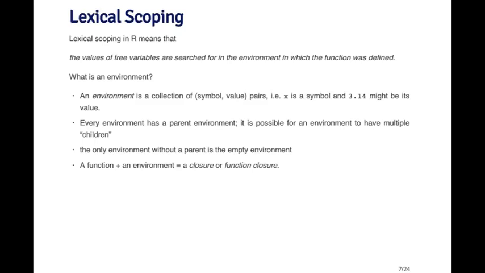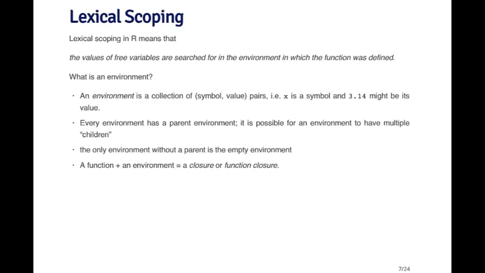And so every environment, which is a collection of these symbol value pairs, has a parent environment. It's kind of like the environment that sits on top of it, that it inherits from. It's possible for an environment to have multiple children. So there might be one parent environment and many child environments. And there's only one environment without a parent, and that's the empty environment.